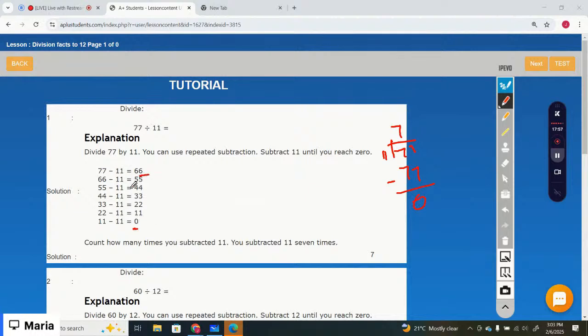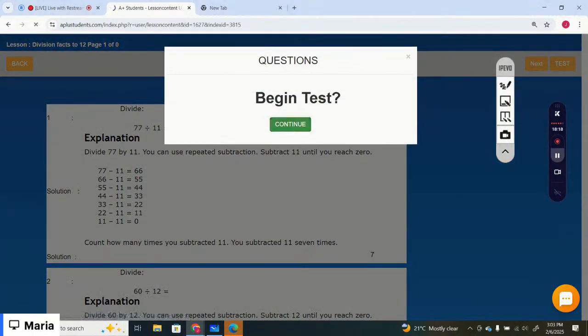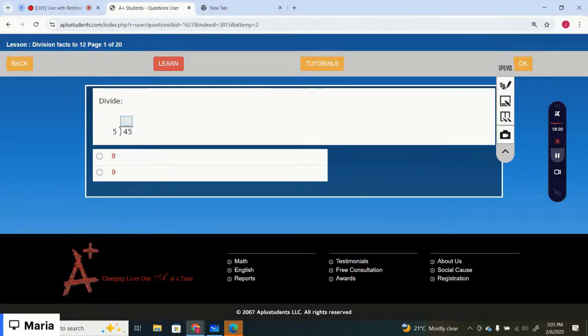77 minus 11 is 66. 66 minus 11 is 55. 44, 33, until you have 0. So if you don't know the multiplication tables, you can keep subtracting until you have 0. Got it? For smaller numbers it is okay, but for greater numbers that is too difficult, so you must know the multiplication tables before division.